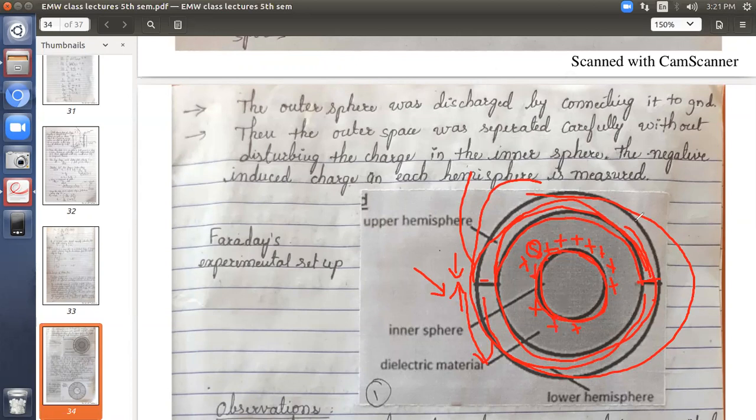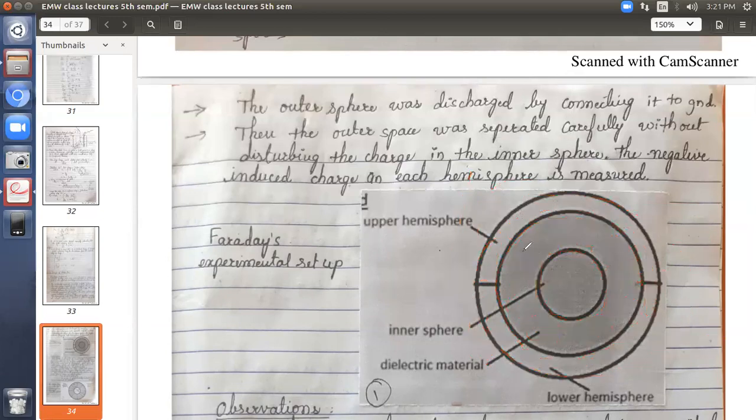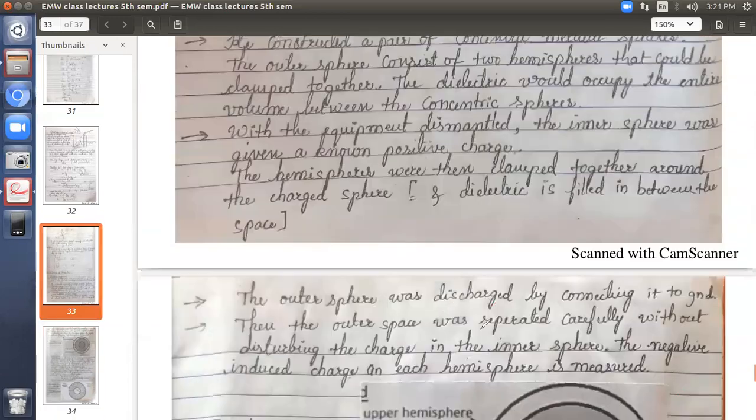So what he did is, the inner sphere was charged to a known amount, and the outer sphere he connected to the ground. In between these two spheres, he filled this complete gap with some dielectric material, and he repeated this experiment. He tried this experiment using many different dielectric materials. Okay, different dielectric materials he tried. This is the experimental setup. The same thing I have written here.